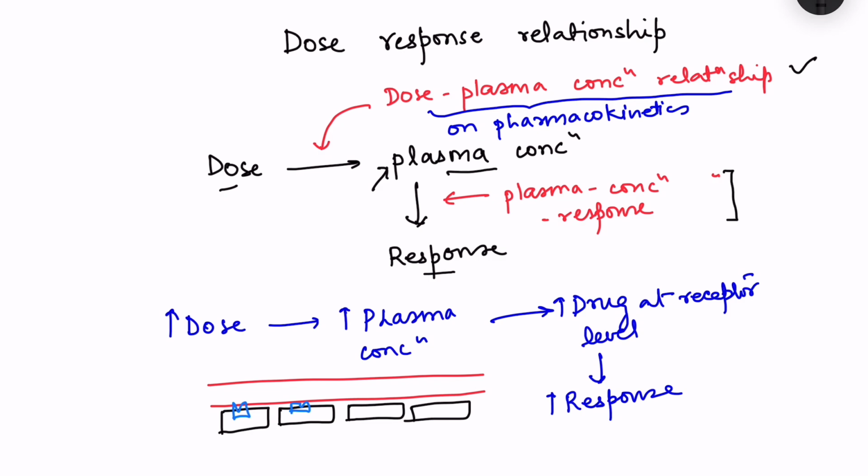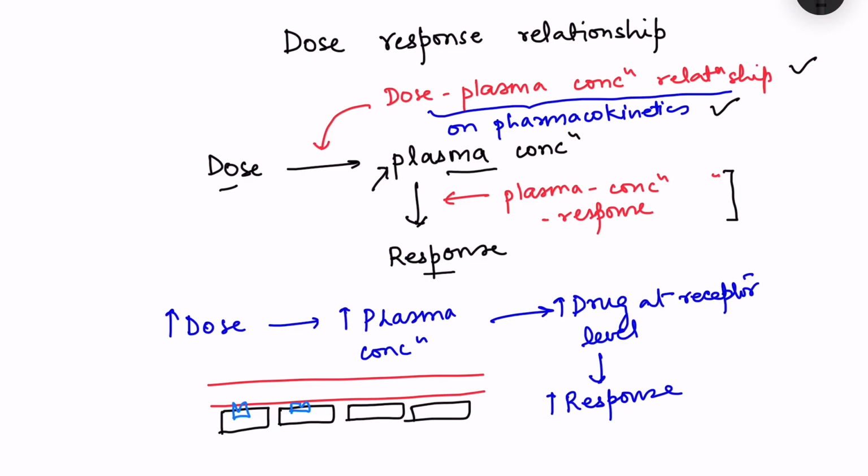And this dose plasma concentration relationship is in fact dependent on pharmacokinetics, which we have already dealt with in our lecture series on pharmacokinetics. That there will be absorption of the drug, then the drug will be distributed in the various volumes within the body, and a particular plasma concentration will be achieved at equilibrium. So that is based on pharmacokinetics.